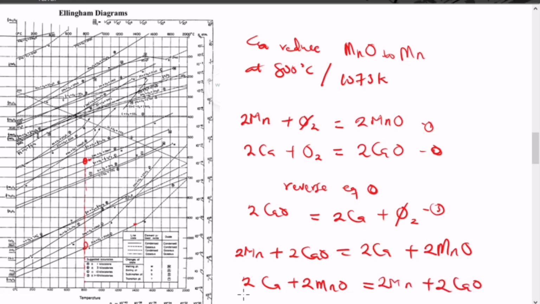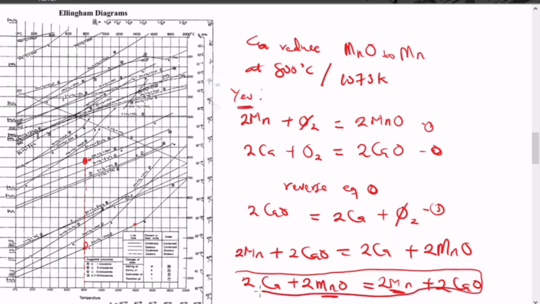Now, we have established that calcium has now reduced the manganese oxide to manganese. So the answer is yes. You write your answer, yes. And when you write your answer, you will show the overall reaction. This is the overall reaction of it. That shows that calcium can reduce manganese oxide to manganese.